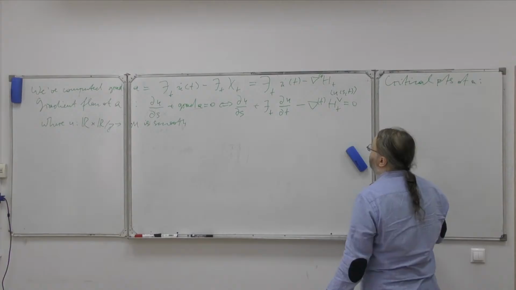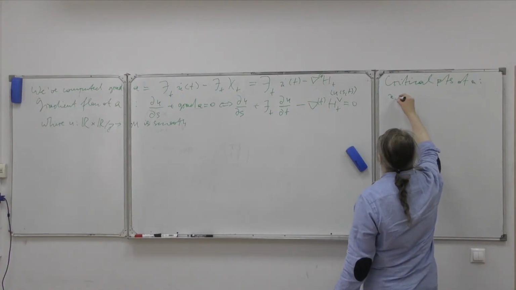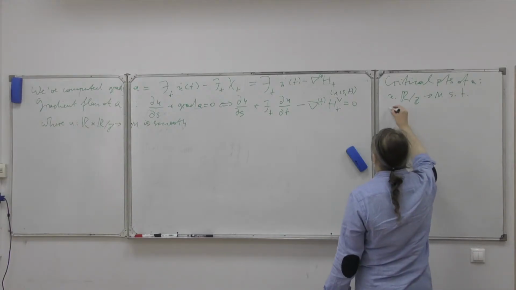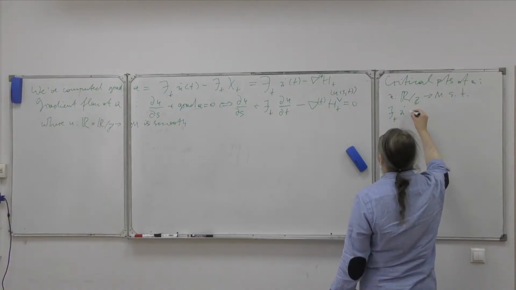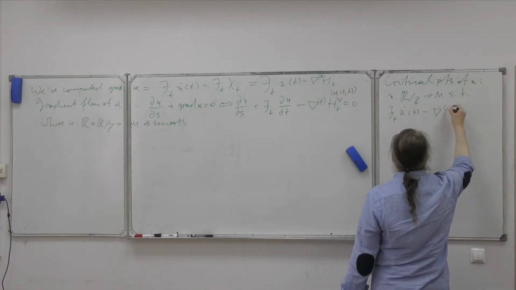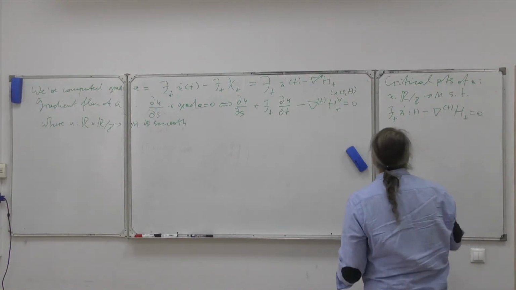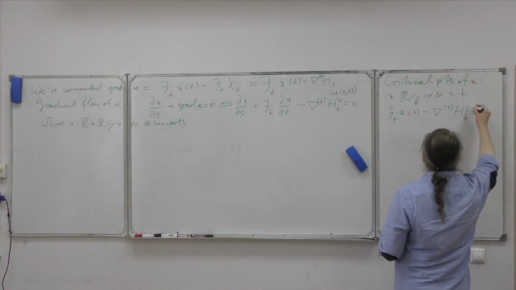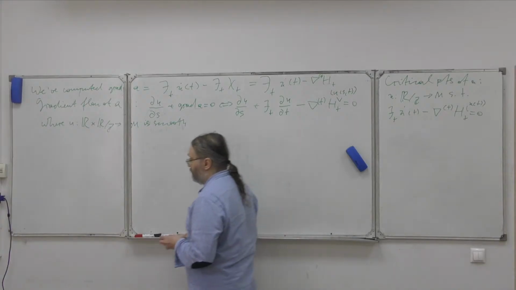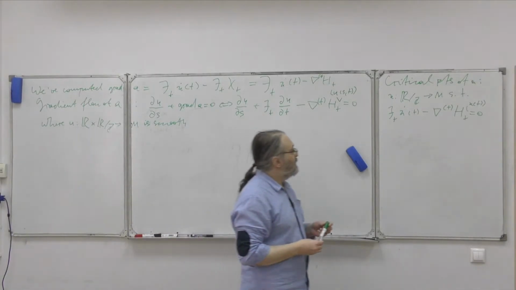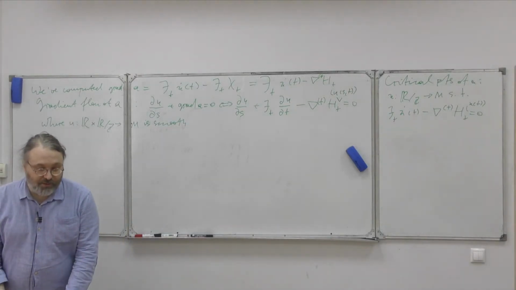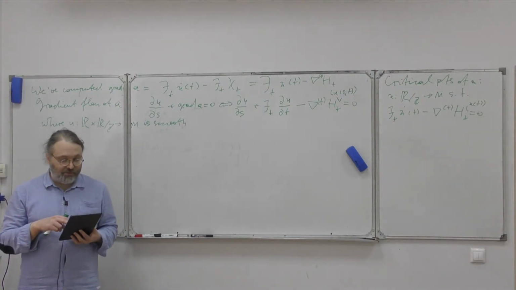Well, critical points of A. It's x from R by Z to M, such that J_t x prime of t minus the gradient of h_t, calculated at x of t, is 0, and this is something that was already mentioned probably in the first or second meeting.